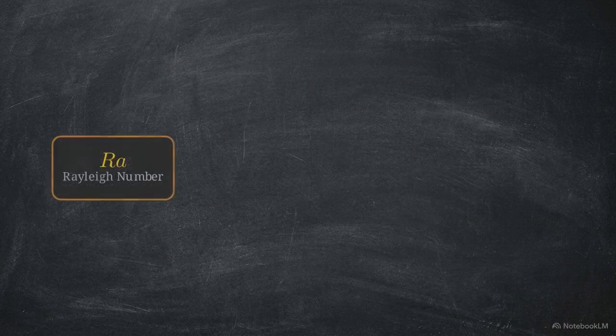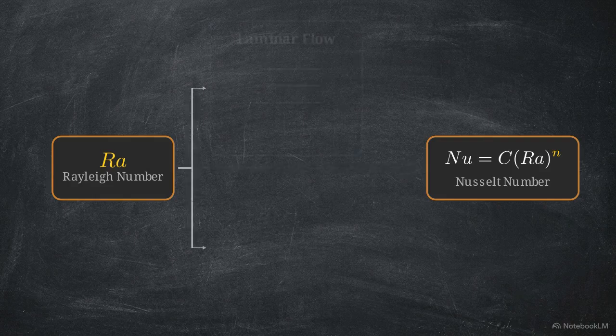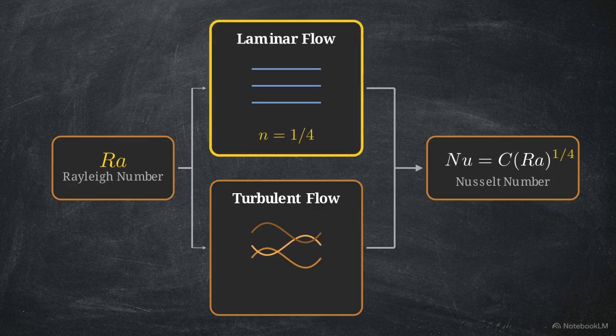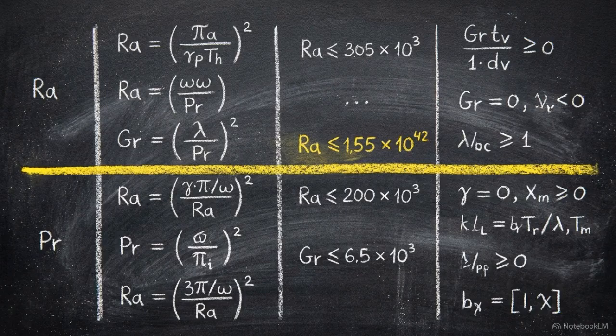That Rayleigh number dictates the flow state, which we use to find the Nusselt number. As this diagram shows, the Nusselt equation takes a different path depending on whether your flow is smooth and laminar or chaotic and turbulent. For a laminar flow, the exponent n in our equation is 1/4. But if the Rayleigh number is high enough to trigger turbulent flow, that exponent shifts to 1/3. Identifying that threshold between laminar and turbulent allows us to select the precise mathematical formula needed to evaluate the heat transfer rate.